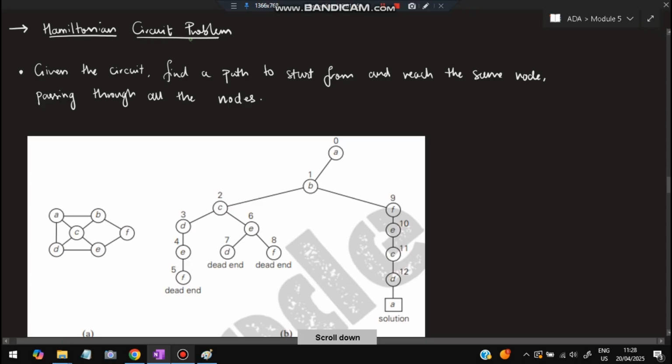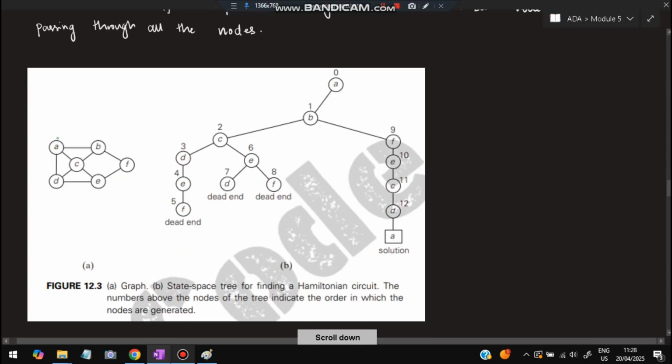Next, Hamiltonian circuit problem. In Hamiltonian circuit problem, we'll be having one graph here. Okay, and we'll be starting from one node. Suppose we start from A. Now from A, I have to go to all the nodes. I have to go to B, C, D, E, and F.